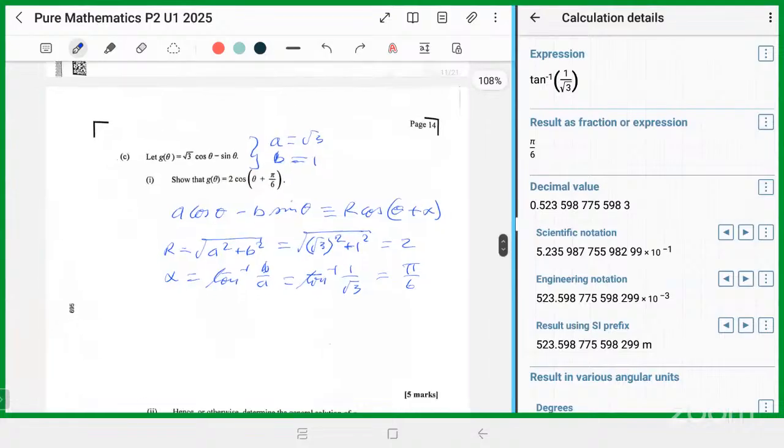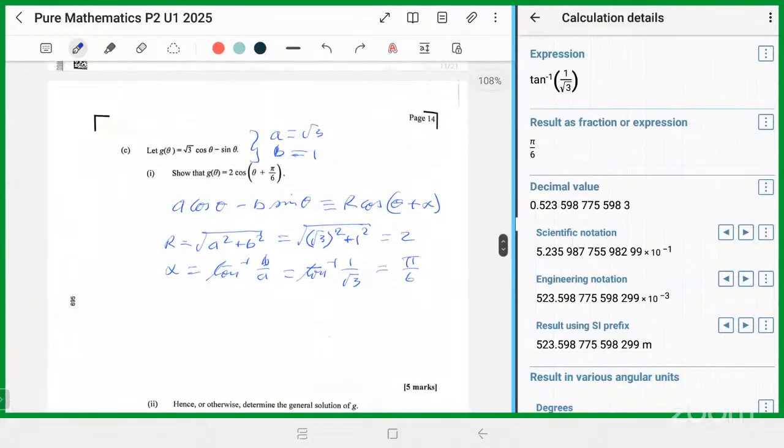So what it means then is that your g of theta is actually equal to this. This proves it by giving this information. So g of theta becomes 2 cos of theta plus pi by 6. I've shown how I got my R and alpha.